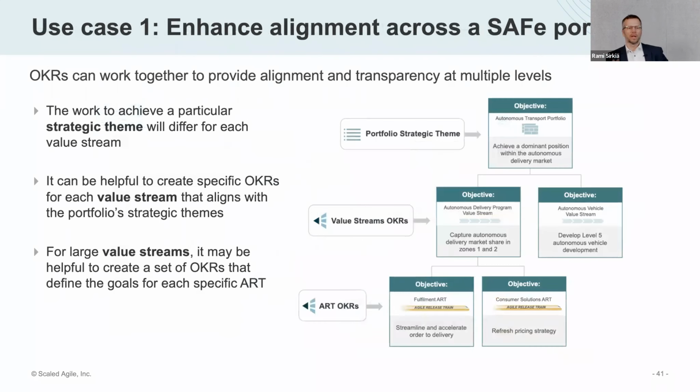Obviously, one is to get the alignment across the organization, so you can use the OKRs as part of the strategic themes. So these objectives will form these strategic themes, and then you are using the strategic themes and objectives to define what would be the value streams, or what would be the objectives of these value streams, as well as these ARTs as well.